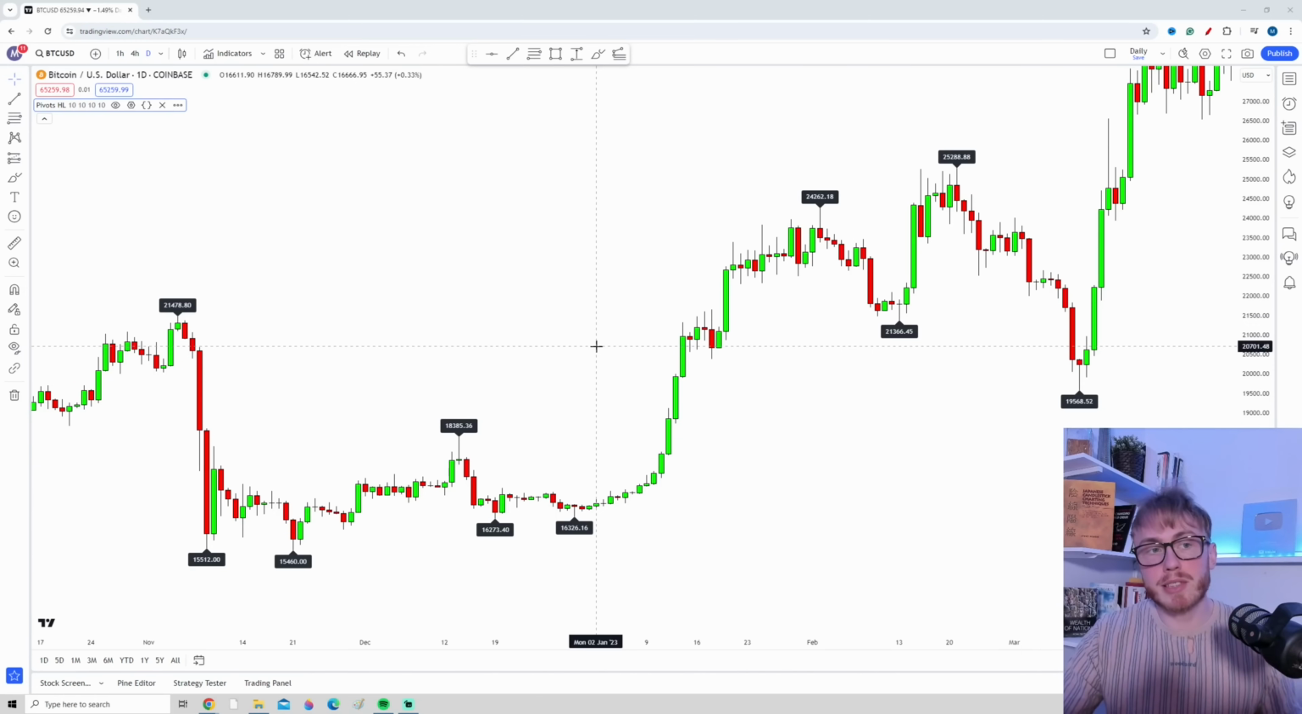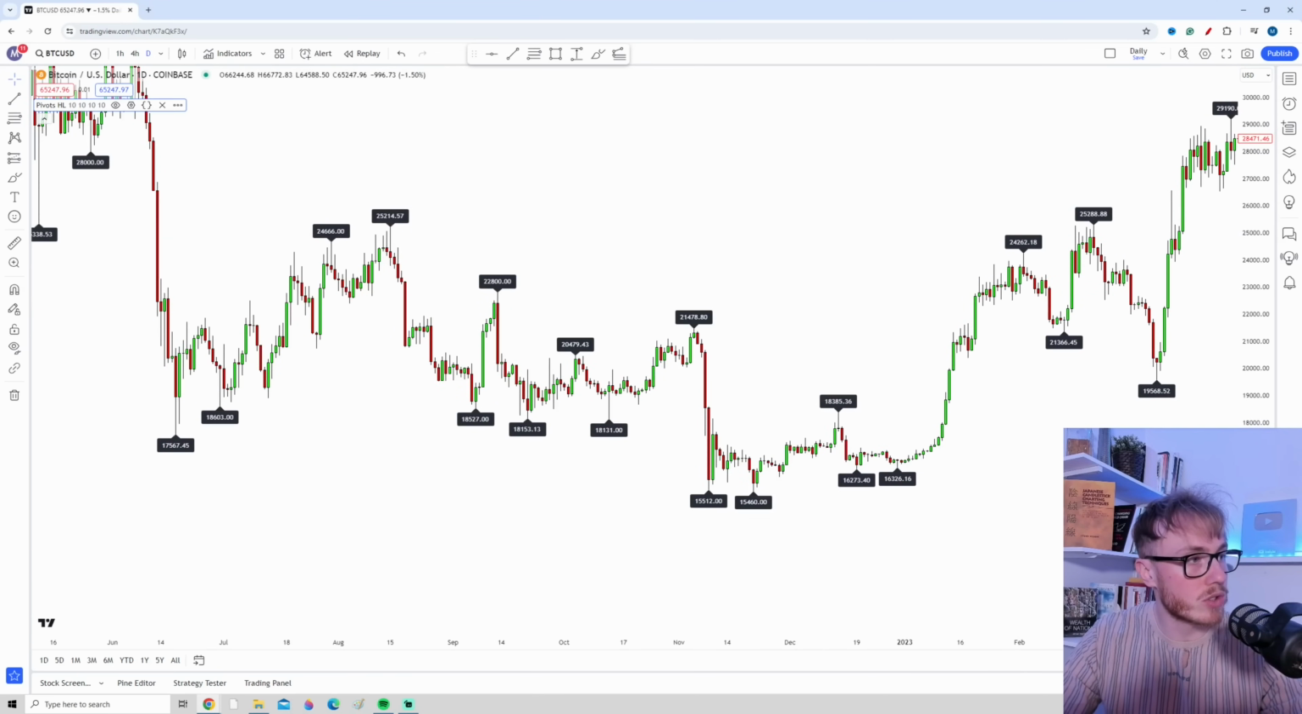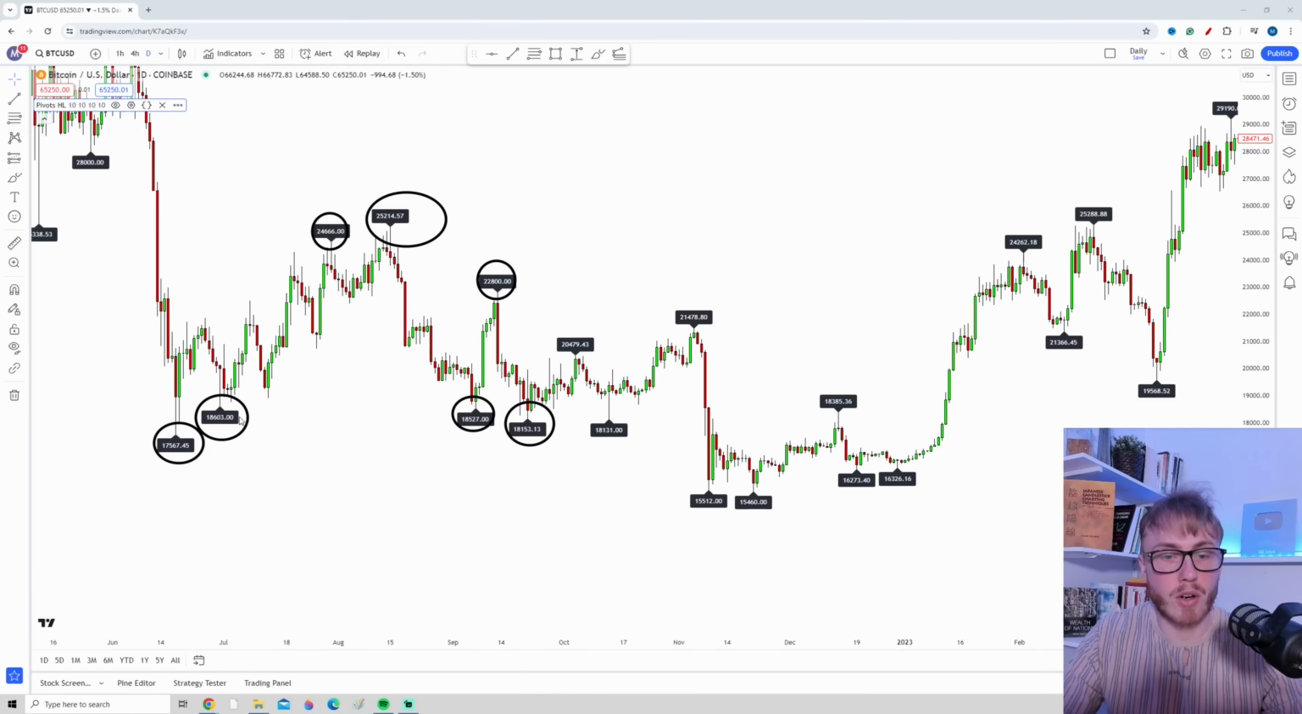And now when you understand this, you will understand how we are going to change the settings here. So first of all, if we take a look at the chart right now, you can see that we have tons of pivot points. You can see we have one here, here, here. You can see multiple pivot points on the chart.